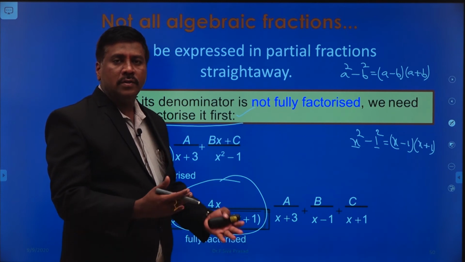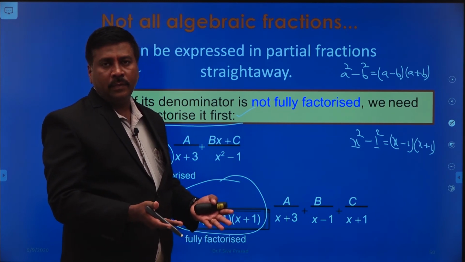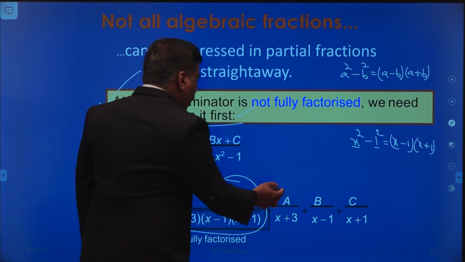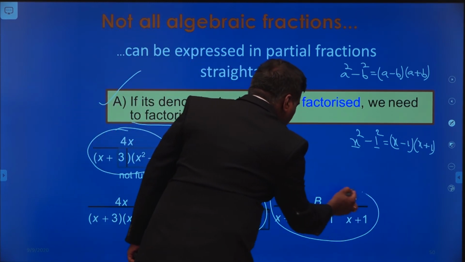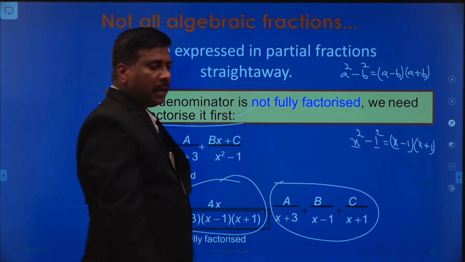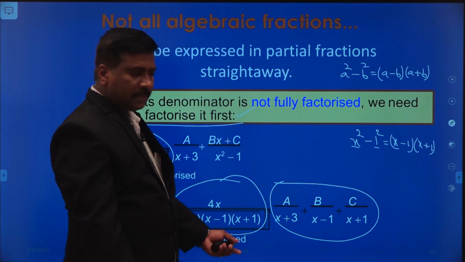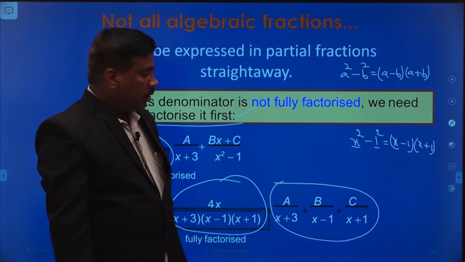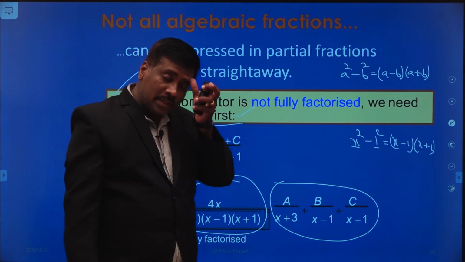That means those values are real values, either positive or negative. Then how do we take the partial fractions? A by (x plus 3) plus b by (x minus 1) plus c by (x plus 1). This is the way of assuming the partial fractions.